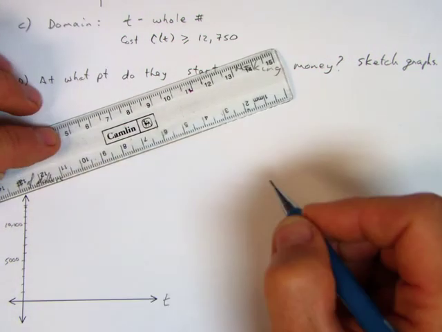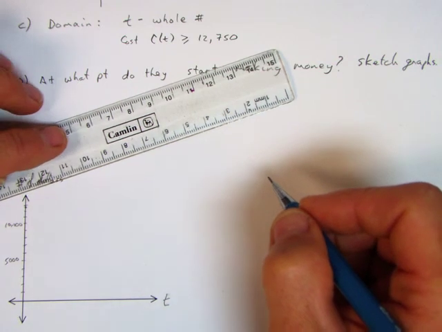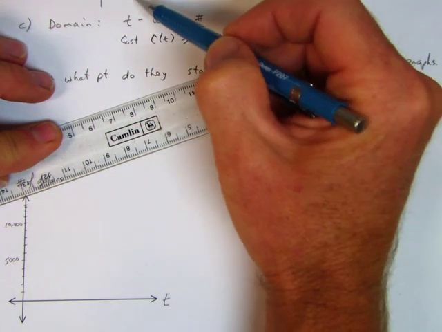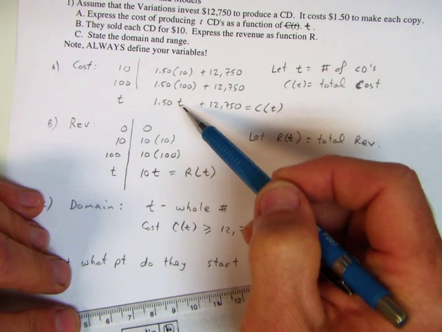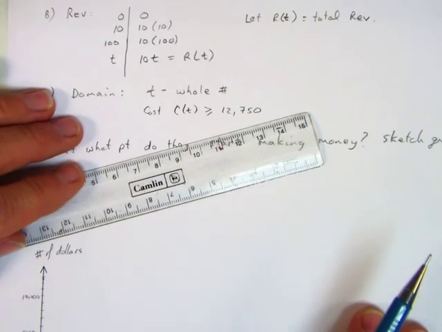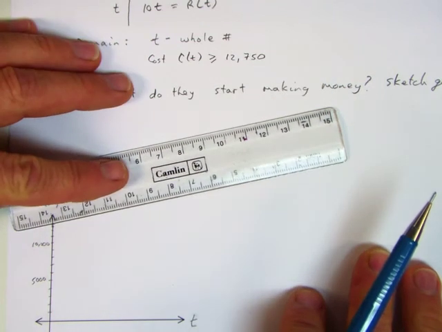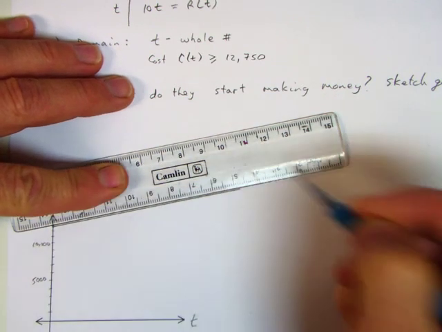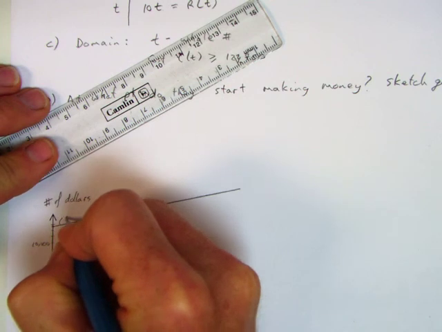What kind of slope do we have here? 1.5. Well, it's a positive slope, and really we don't care about the slope itself. We're going to draw it relative to the 10t. So when we look at a 1.5 versus 10, how does 1.5 compare? It's going to be flatter, and the 10t will be steeper. So if we just do something like this, now that's our C of t.